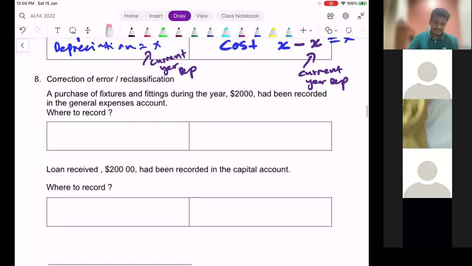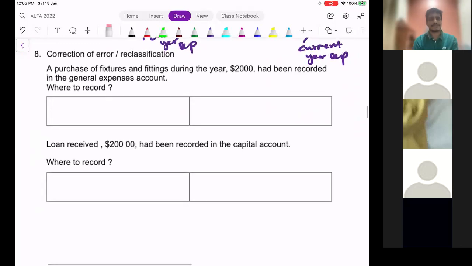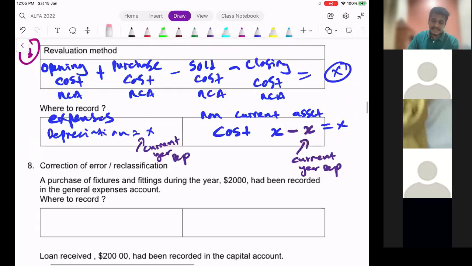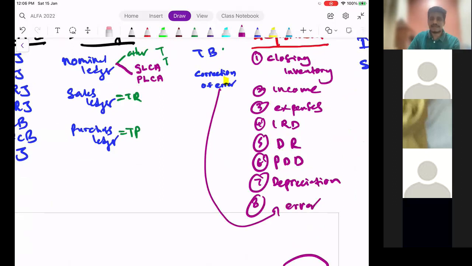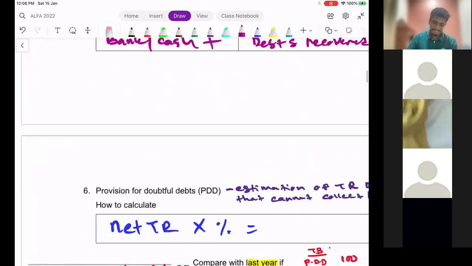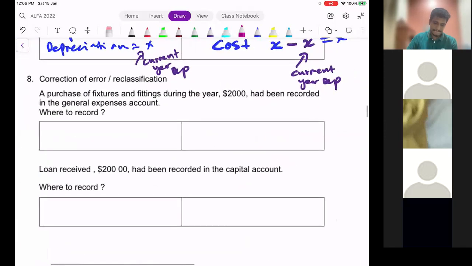Okay, adjustment number 8 is this one: correction of errors, simple errors. Example of the errors here: a purchase of fixtures and fitting during the year had been recorded in a general expenses account. Where to record this?